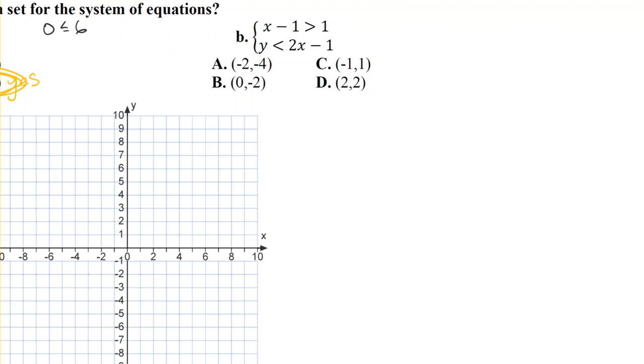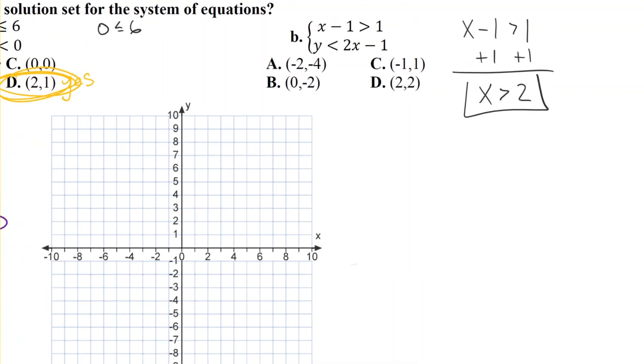So we've got our top equation, x minus 1 is greater than 1. I don't like that. We're going to change this. Let's move that over. Add 1 to both sides, x is greater than 2. That looks like a better equation. So, what do we notice about this?